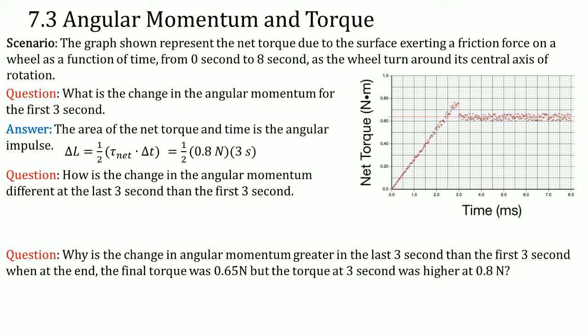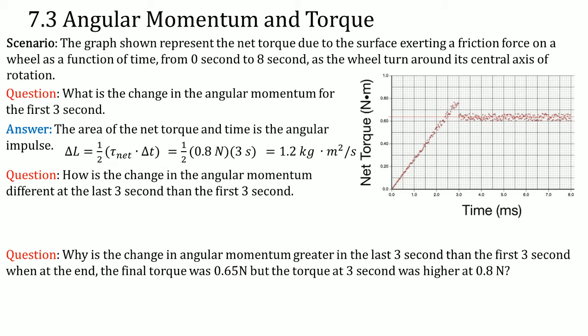We can plug in the values here, 3 seconds and 0.8 newtons for the net torque, 1/2 because this is the shape of a triangle. Then we get a value of 1.2 kilograms times meter squared divided by seconds. That is the unit for the angular impulse.